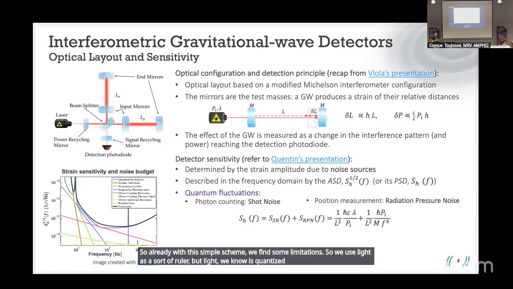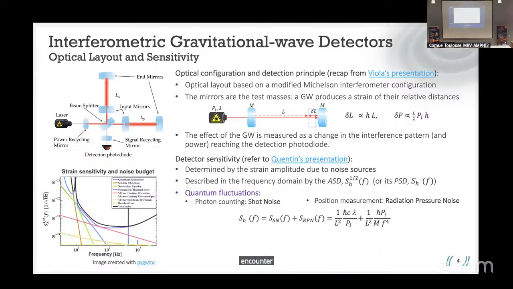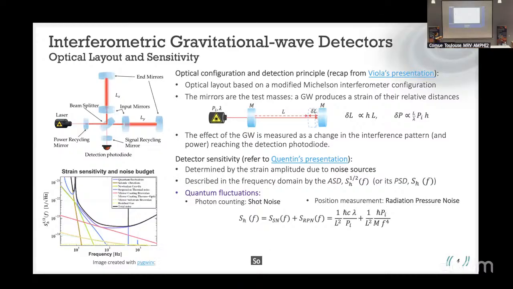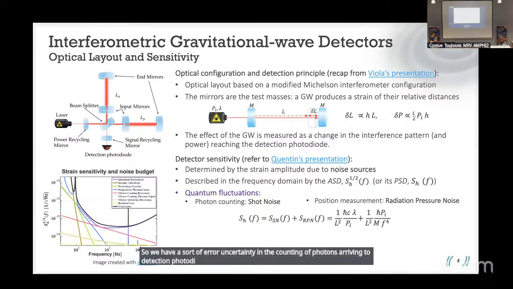So the first and probably one of the most important kinds of noise that we encounter is quantum noise. Quantum noise is due to the fact that light is packed into photons. So what arrives at the detection photodiode is actually a slightly variable number of photons. It is described by a Poisson distribution. So we have a sort of error, uncertainty in the counting of photons arriving at the detection photodiode. This is called shot noise.